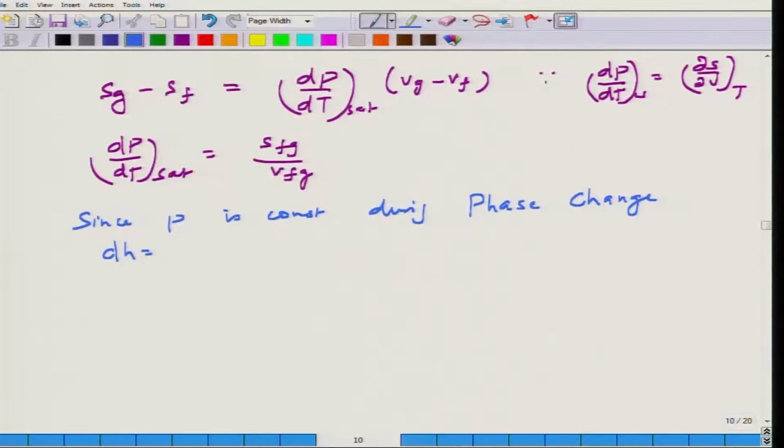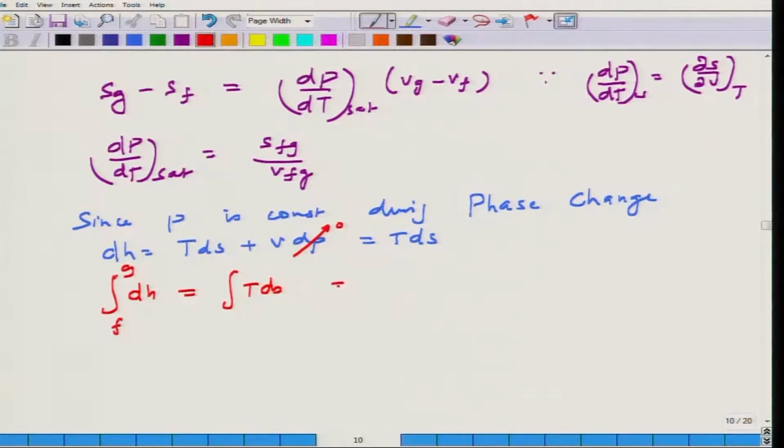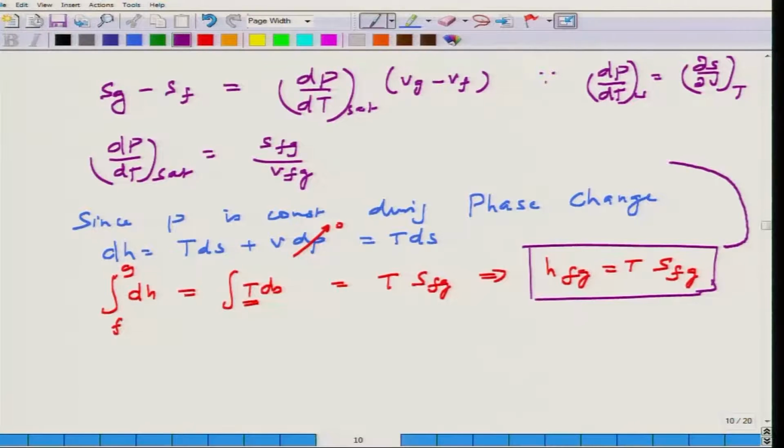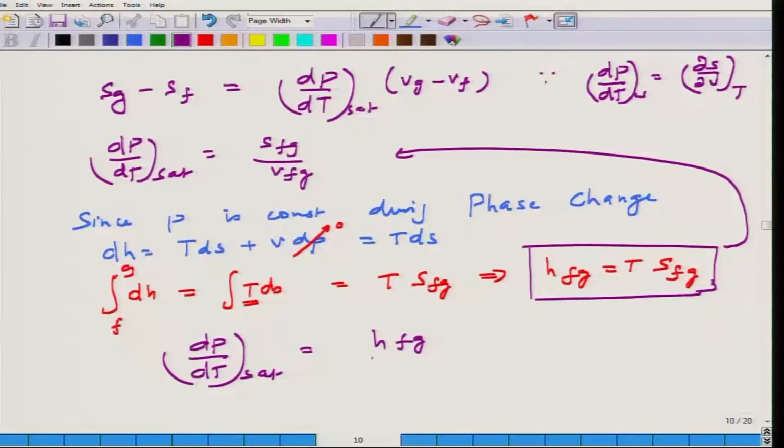I can use this dH from the expression V dP, which is going to be simply T dS, because this is going to be 0. Now I can integrate this dH to T dS from liquid to, let's say, gas, and this I can get because of the fact that the temperature is constant. This will be your Sfg, which essentially means Hfg is T Sfg. This aspect I can make use of here, and I can get this expression: del P by del T sat as Hfg, something which I can calculate or measure experimentally, and of course this divided by T Vfg.